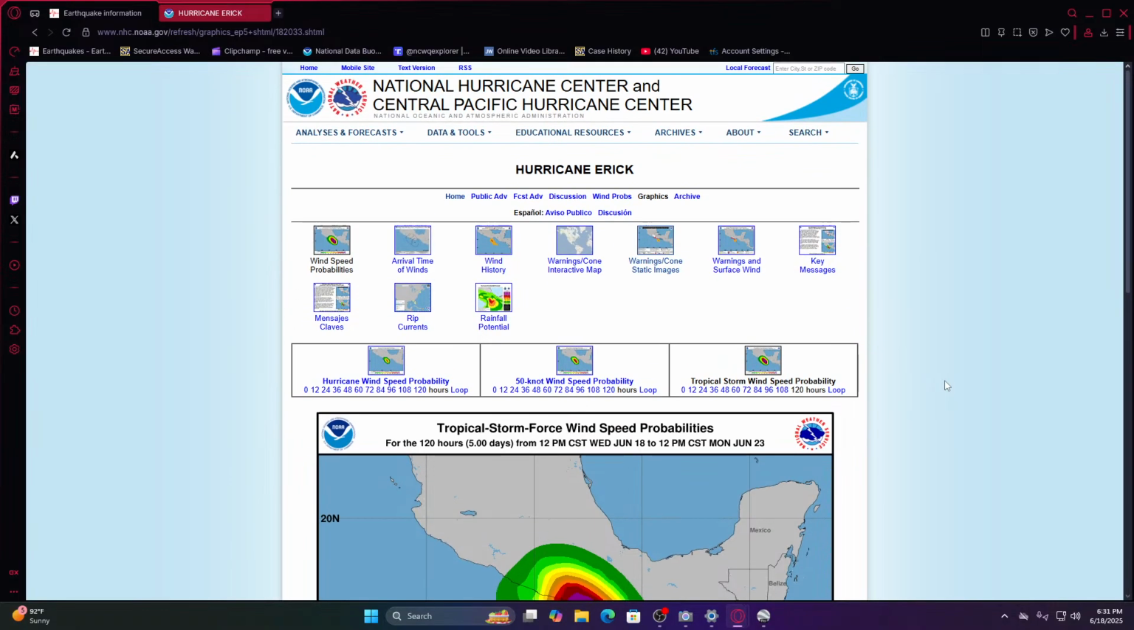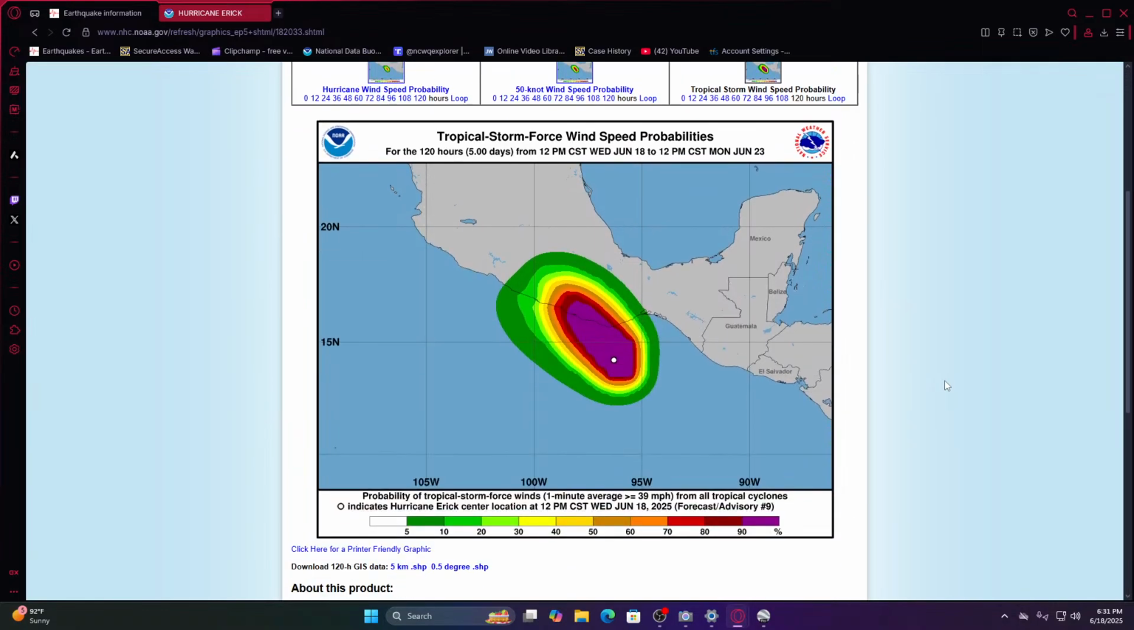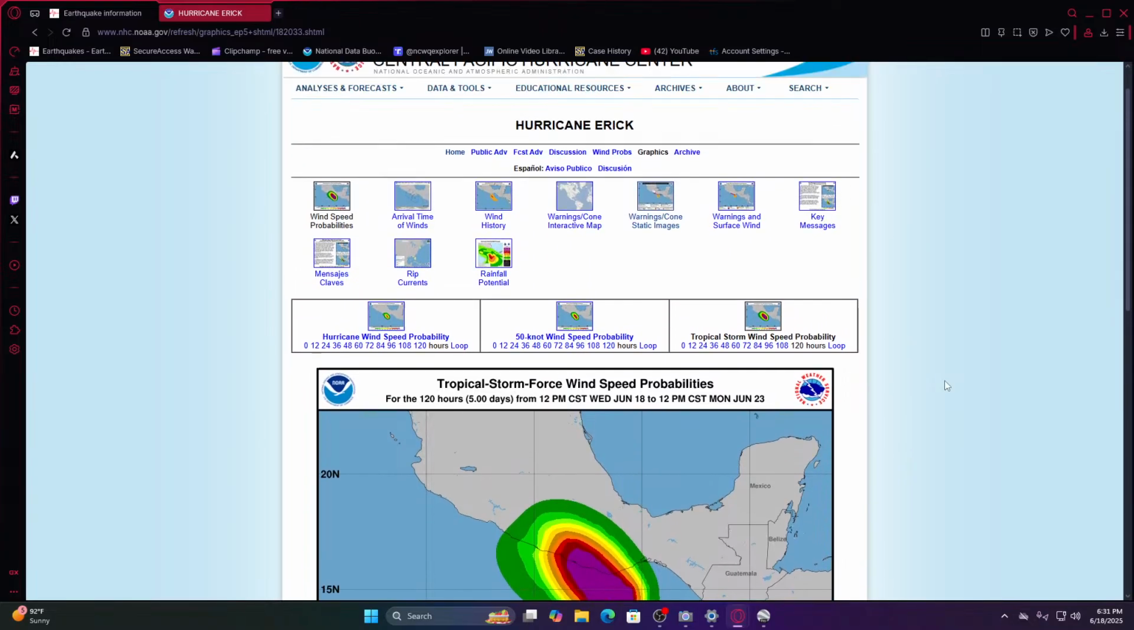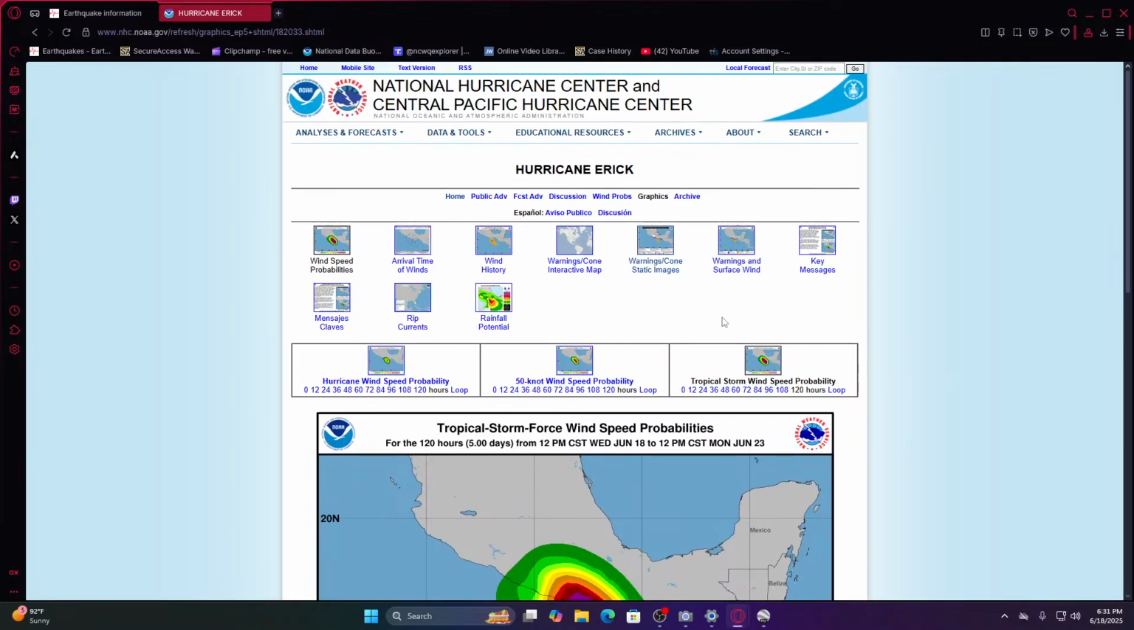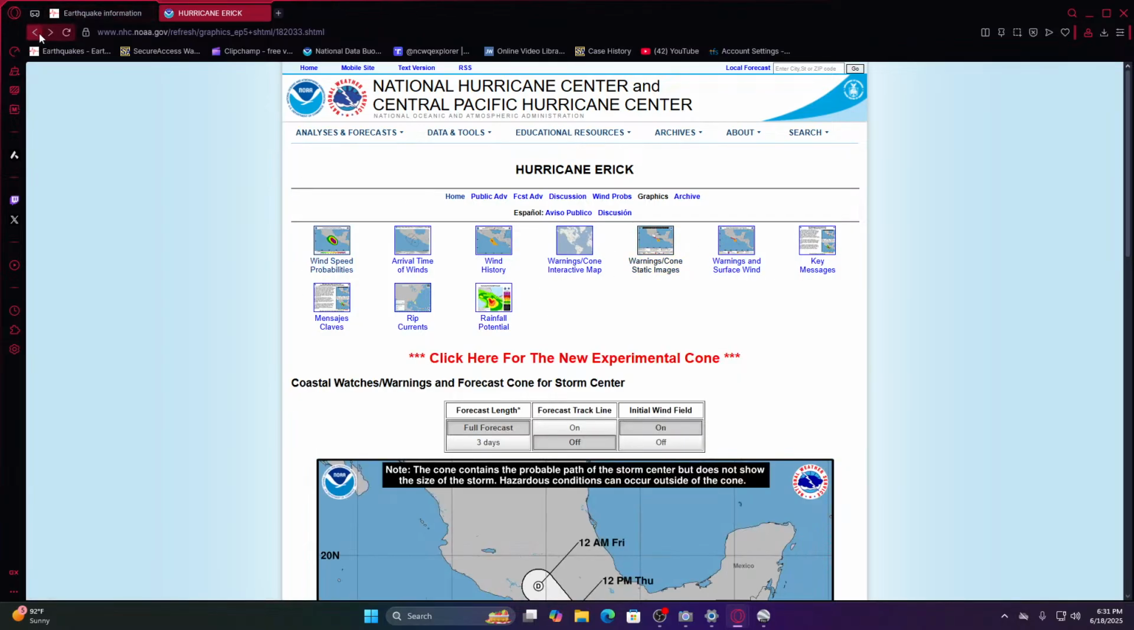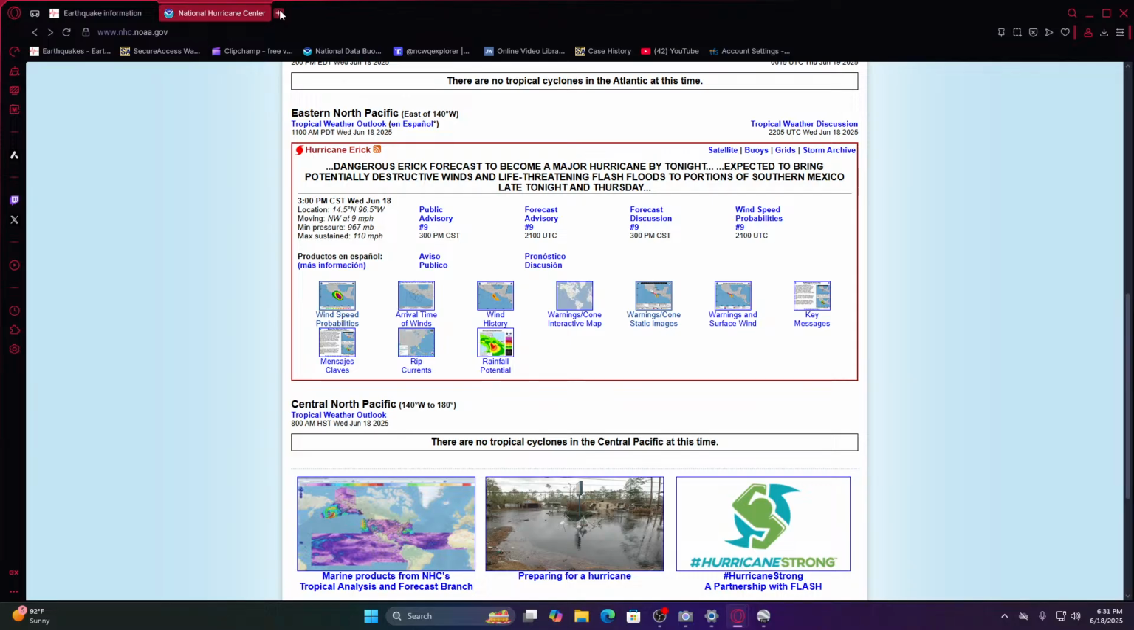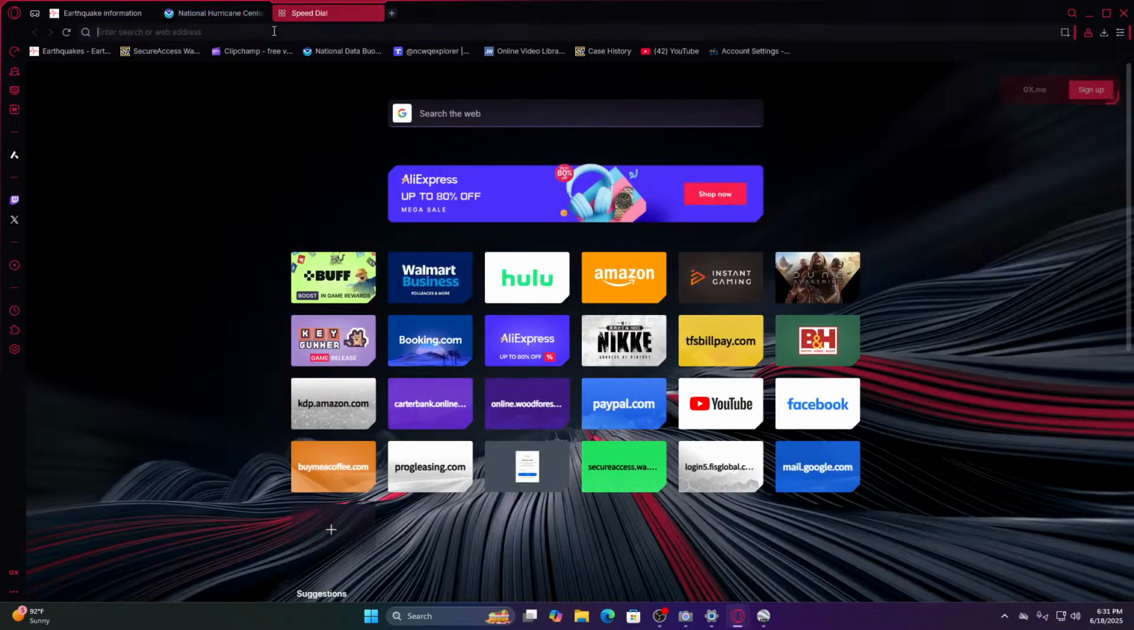This one is going to become a bad hurricane. This one is predicted to be a major hurricane. So that could be upwards, perhaps a Cat 4 or Cat 5. And let me see here. I'll show y'all how you figure out categories of hurricanes.